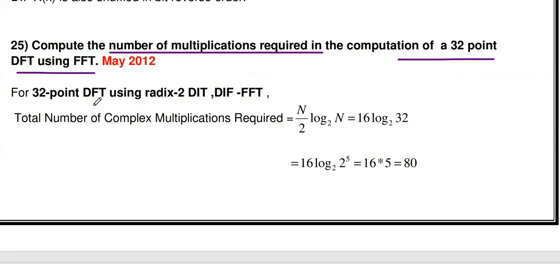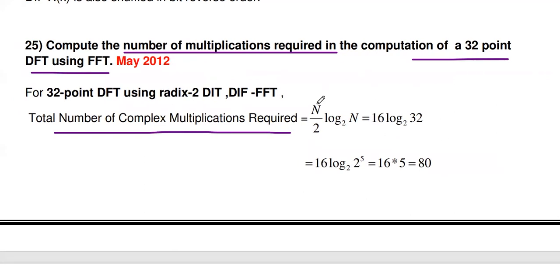Already you know that generally the number of multiplications required for the calculation of DFT in the FFT algorithm is N by 2 log N to the base 2. Okay, this is the formula. So you substitute the N value here. What is N here? 32. So 32 divided by 2 is 16. So 16 log 32 to the base 2.